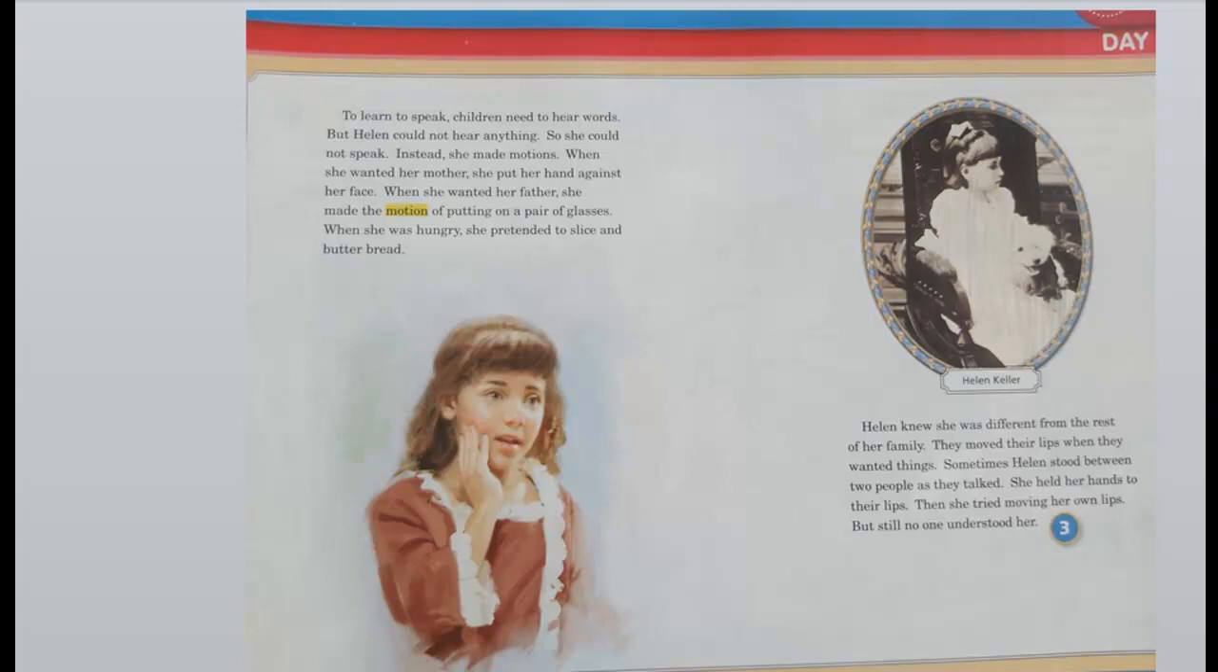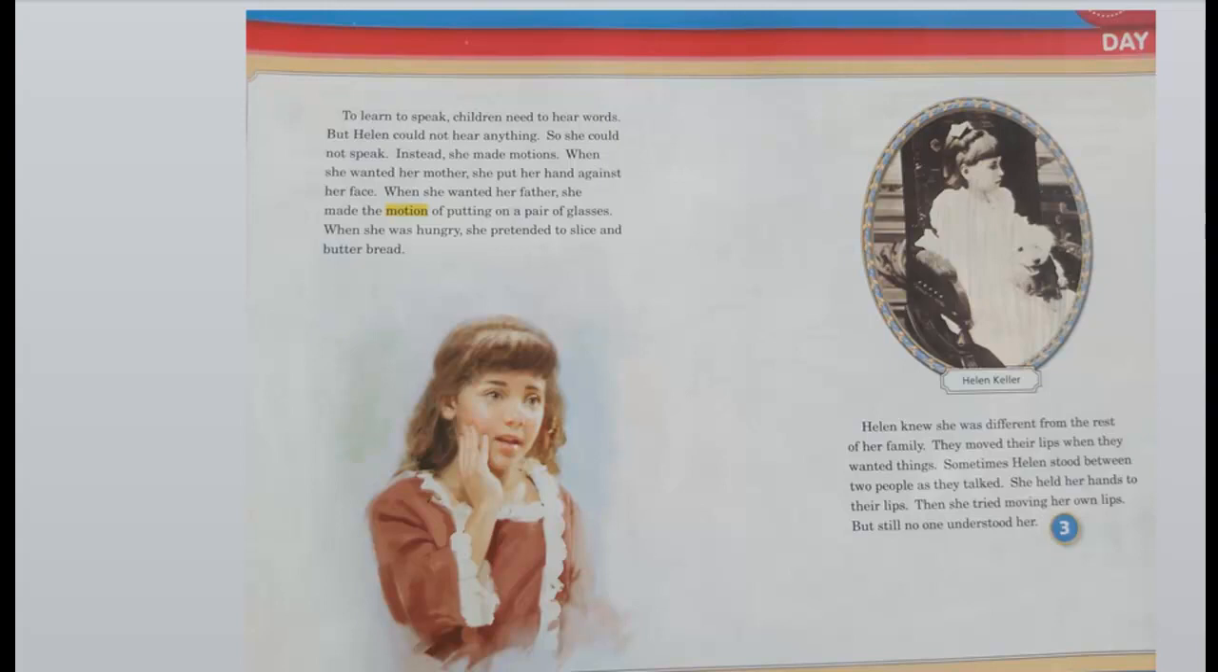You got it? Okay. So Helen knew she was different from the rest of her family. They moved their lips when they wanted things. Sometimes Helen stood between 2 people as they talked. She held her hands to their lips. Then she tried moving her own lips, but still no one understood her.